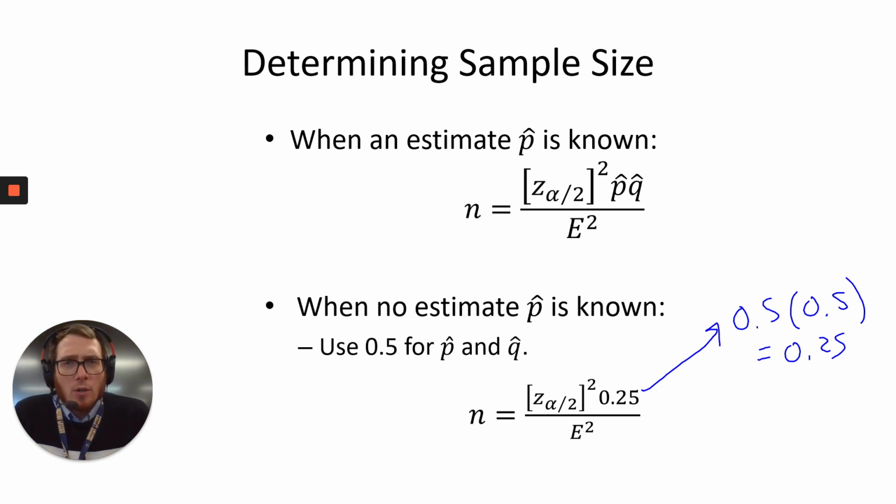If there's no known p hat or point estimate, then you use 0.5 for both. Now I hesitate even to show this formula because really what you want to know is that p hat and q hat are both 0.5. If that's the case, every time you can do 0.5 times 0.5 and you'll get 0.25 for that number. So when you're dealing with these situations, really it's this first formula that you're always using. It's just if there's no known estimate, you use 1/2 for both p hat and q hat.